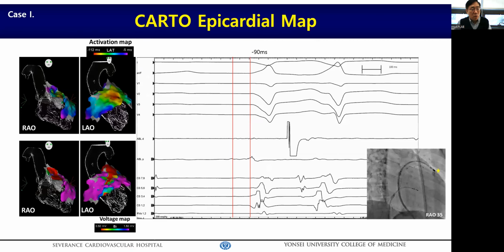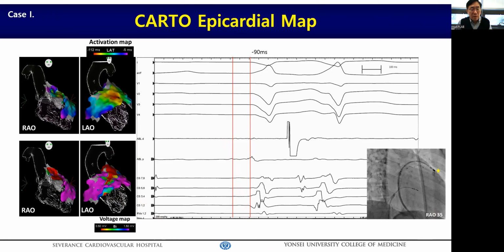And this is the CARTO epicardial map. There was a discrete activation site nearby the global tissue area. I do not know whether it is the real scar or the epicardial fat, but there was a very low voltage potential, minus 90 milliseconds earlier than QRS onset. In this EGM, the proximal electrode was a little earlier than the distal electrode.